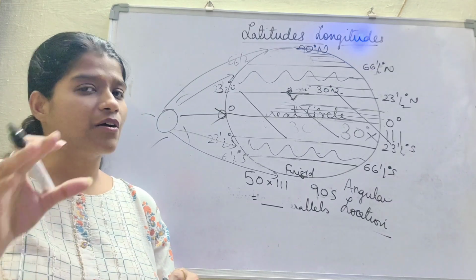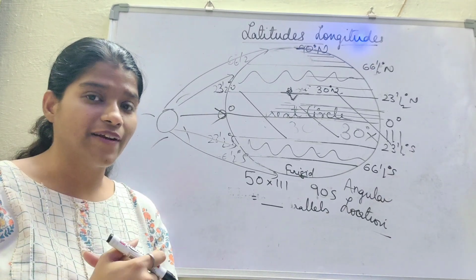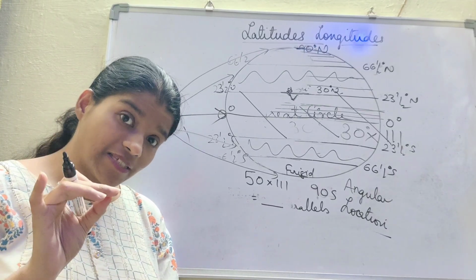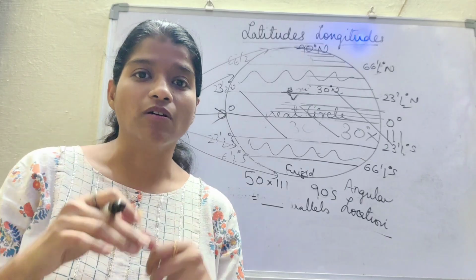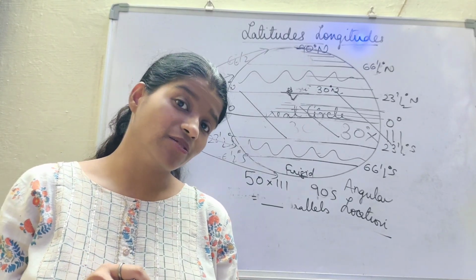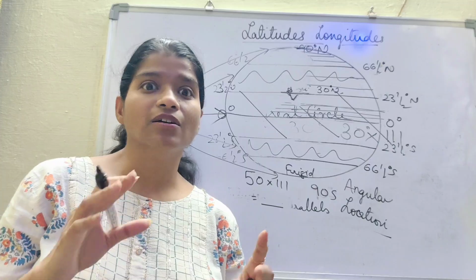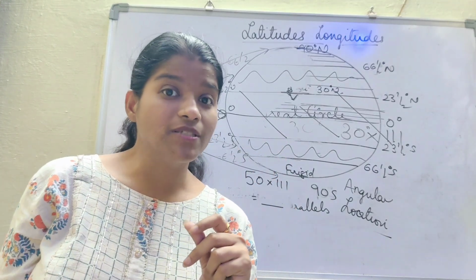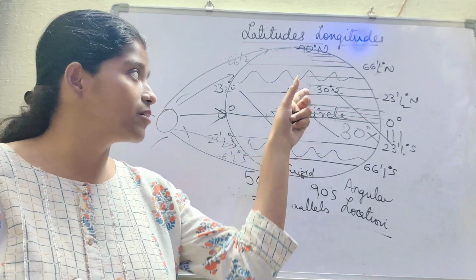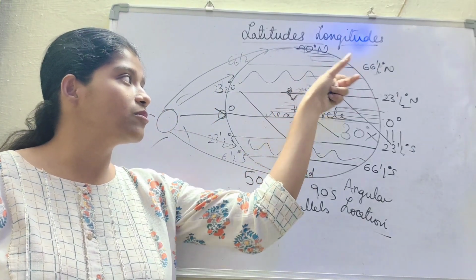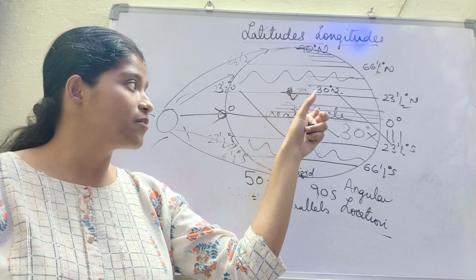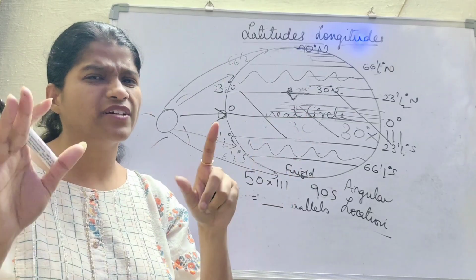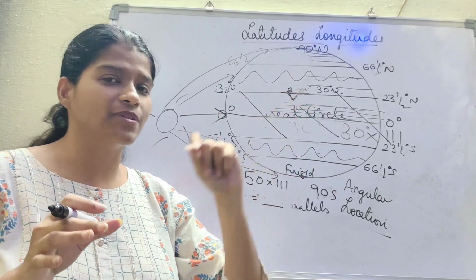Now, recapitulating everything, the importance of latitudes. First, latitudes are important to find out the location of a place. It tells us whether a place is located in the northern hemisphere or southern hemisphere. This is called the angular location of a place. Second, it is useful to find out the distance of the place from the equator. Suppose Delhi is located around 30 degrees north latitude, so I will find its distance from the equator by multiplying by 111, 30 into 111. Whatever is the answer, that is the distance of this place from the equator.